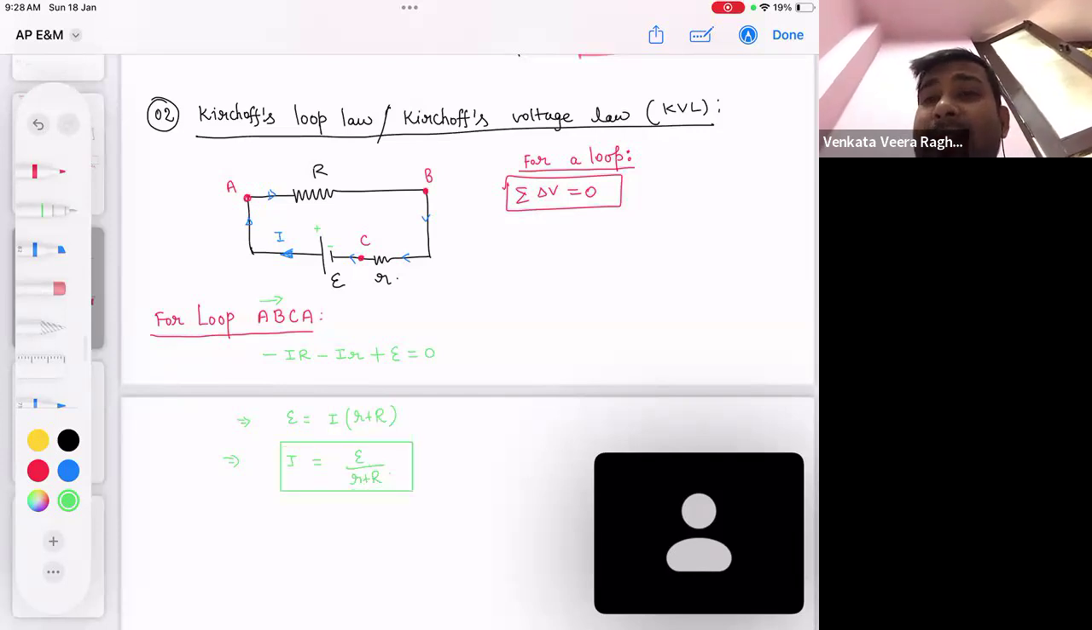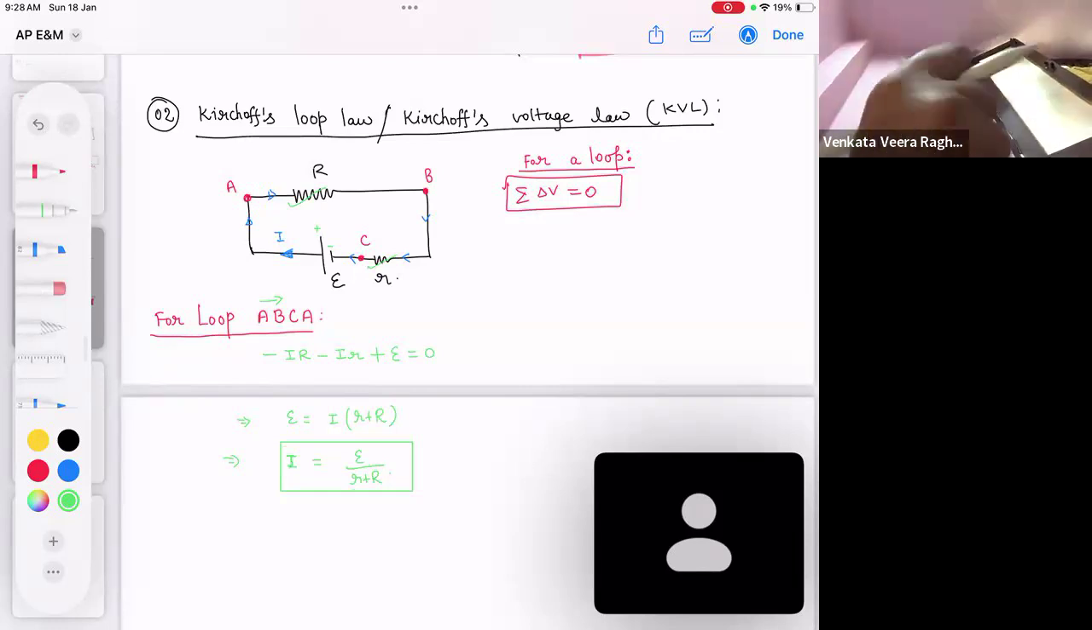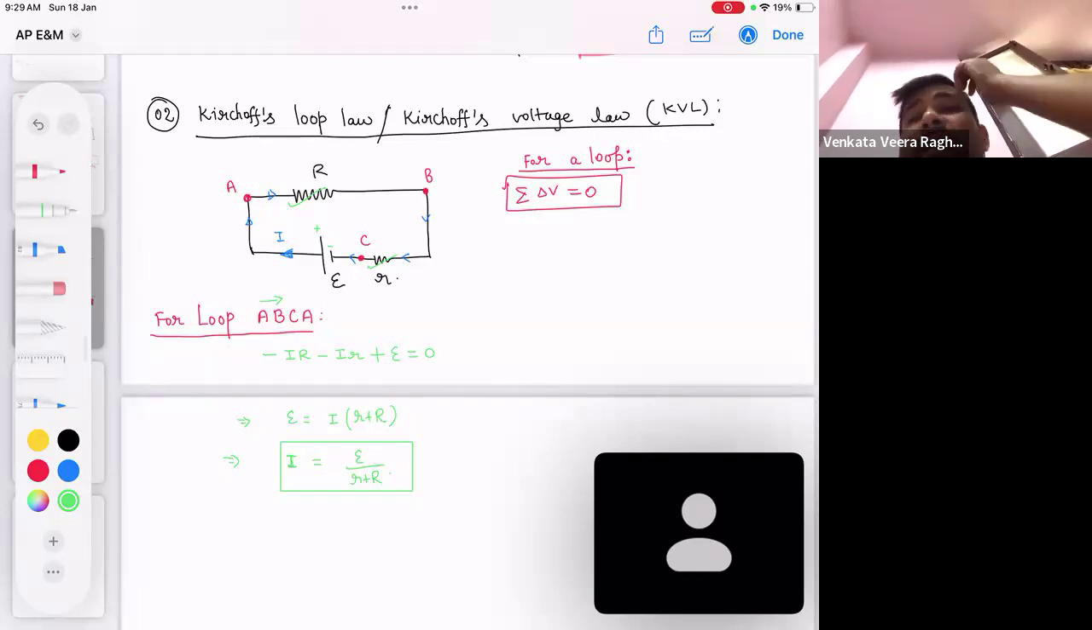So you see that you could have directly answered that also, right? By finding that the R equivalent of this circuit is R plus small r, and then you can find out the current. For a simple single circuit, Kirchhoff's loop law is not much important. But when it becomes a multiple branches circuit, a multiple loop circuit, then we will need Kirchhoff's loop law or Kirchhoff's voltage law to solve the questions.